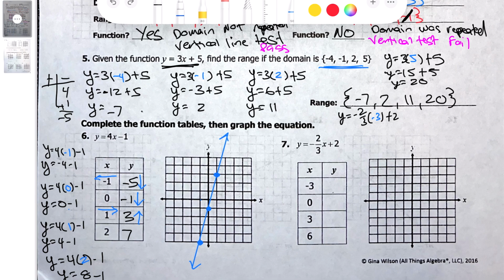So when I go through and I do this, I'm going to write this off to the side here so you can see it: -2/3 times -3/1.